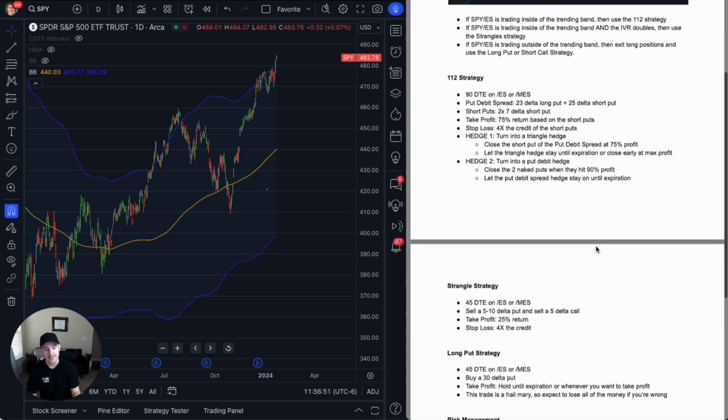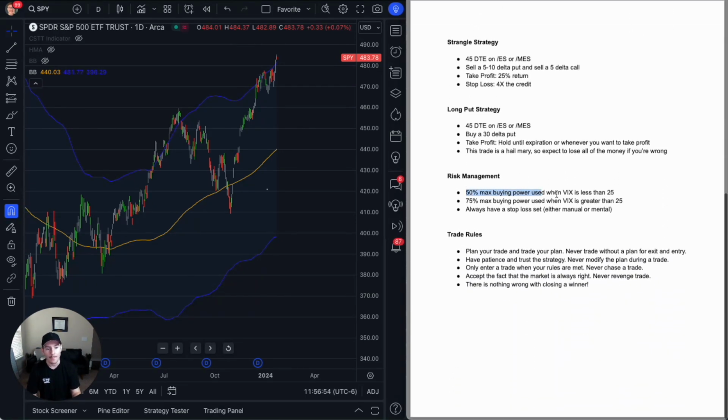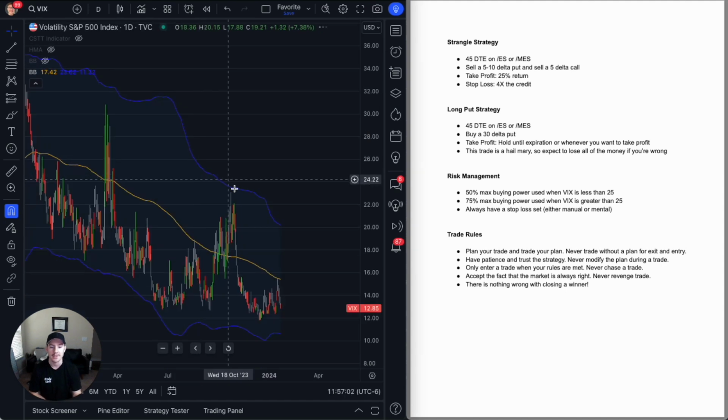Again, when we have risk management here, we have 50% of max buying power when VIX is below 25. So what is that? Well, if we go to the VIX chart, you can see VIX jumped up to around 15, hence why I was able to enter the strangle, and now I'm making good money on it because VIX is declining. But VIX is trading at $12.85 right now, which is below 25.